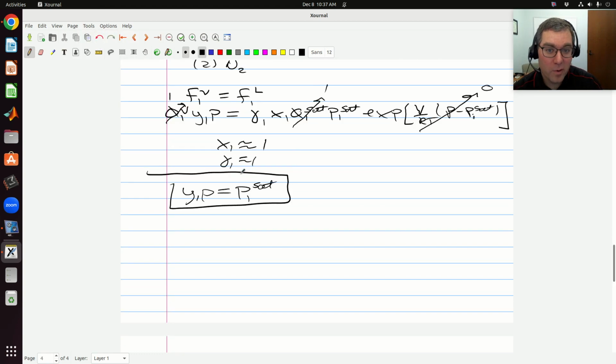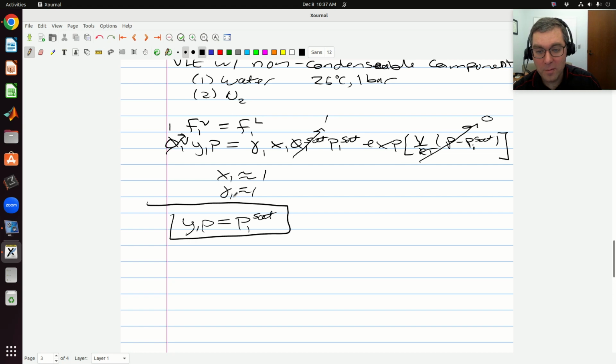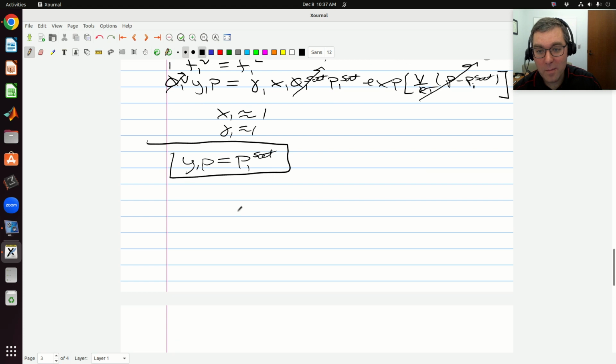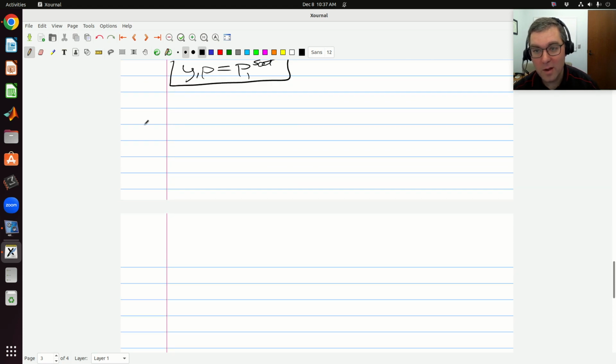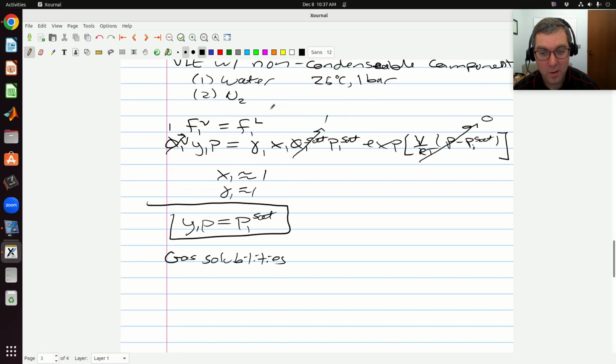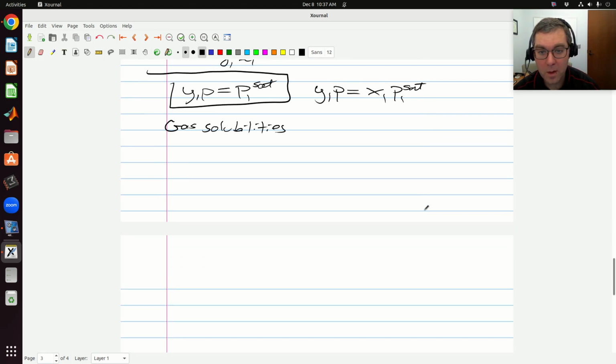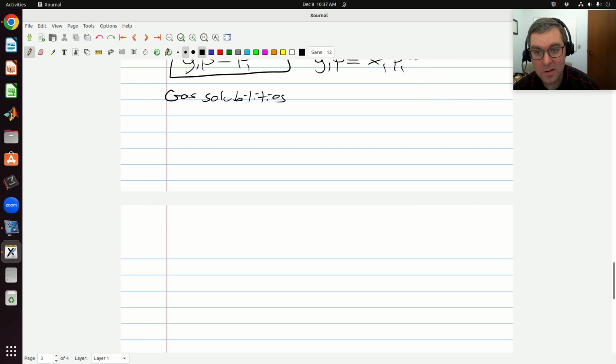Now we assumed that x1 was 1. If we didn't assume x1 was 1, we'd put an x1 in here. Now let's think about component 2, in terms of gas solubilities. As I talk about the solubility of gas or of nitrogen, rigorously I could say this is x1 times p1 sat, where we expect x1 to be close to 1.